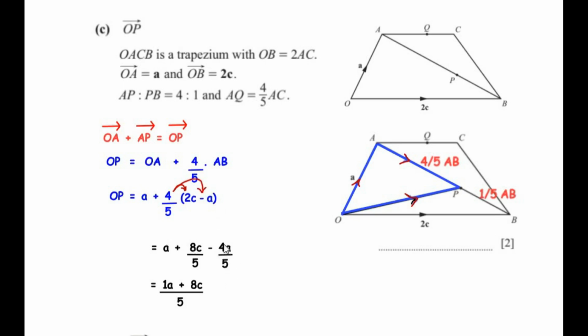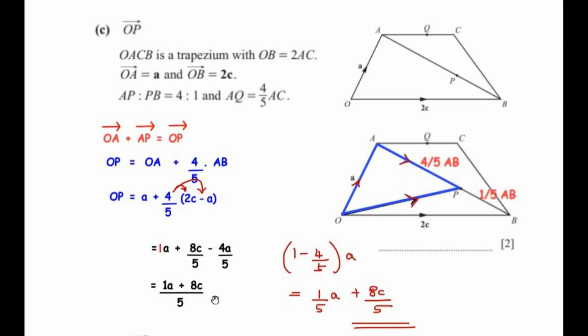Now here A and minus 4A over 5 are like terms. So we are going to take it as 1A, that is 1 minus 4 over 5 times A. So we can factorize A, and this is going to give us the value as 1 over 5 A. And we have here plus 8C over 5. So here, since the denominators are the same, we are going to combine the numerators and write it as 1A plus 8C over 5, or you can write the answer in this way as well. So this is our answer.